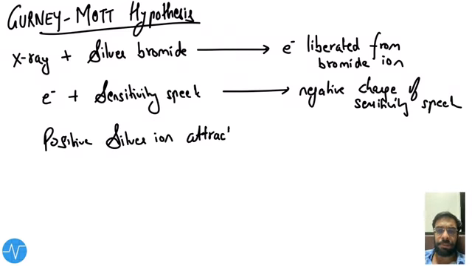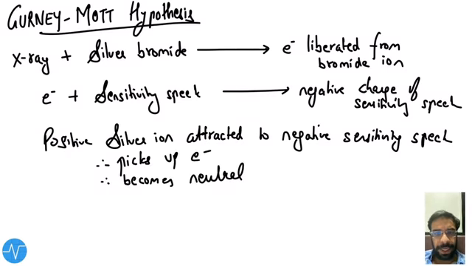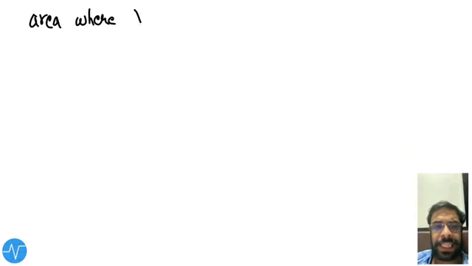The sensitivity speck then becomes negatively charged. So the positive silver ion will go and attach to this negative sensitivity speck, pick up an electron, and become a neutral silver atom. Therefore, this will form the latent image, which will appear black. The area where the X-rays have interacted has formed the latent image.